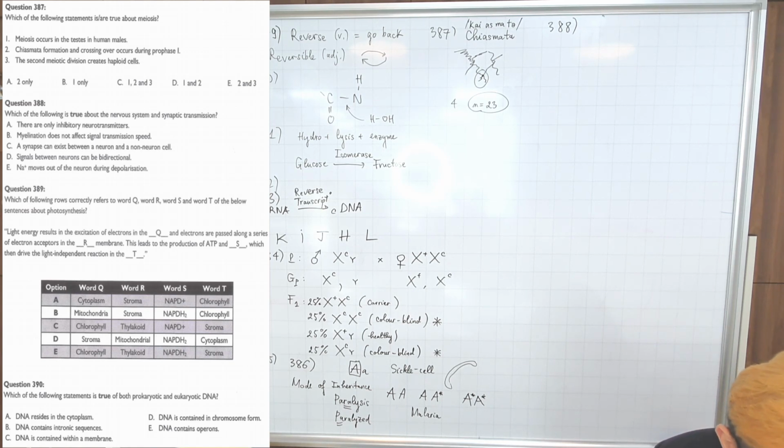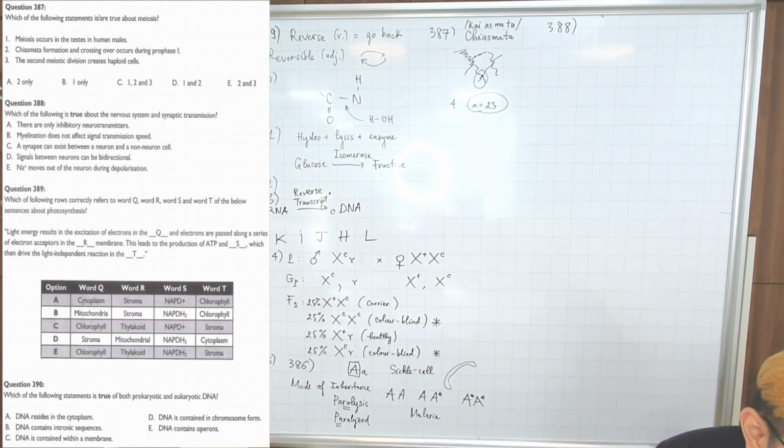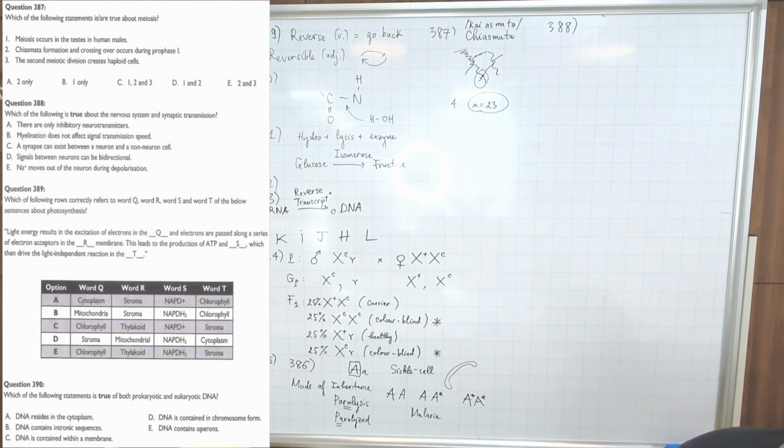So after the second, does it create diploid cells? What do you mean? Yeah, the second meiotic division is very similar to mitosis, but what cell does it create? Diploid? No, I don't think so. Okay, thank you. It is weird, right?